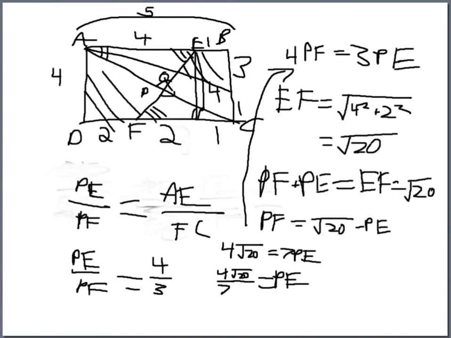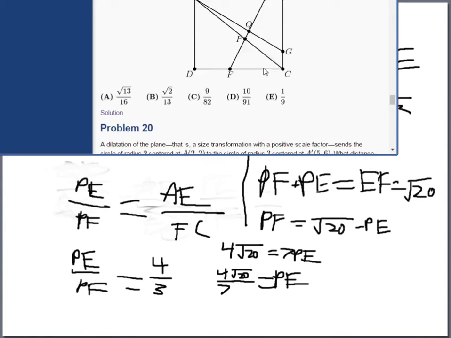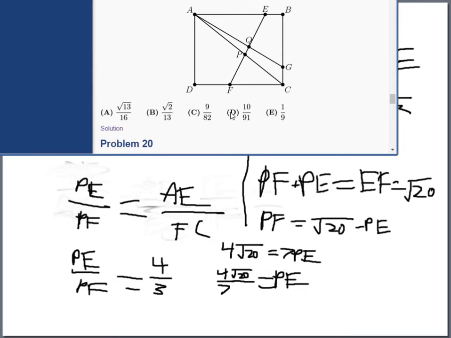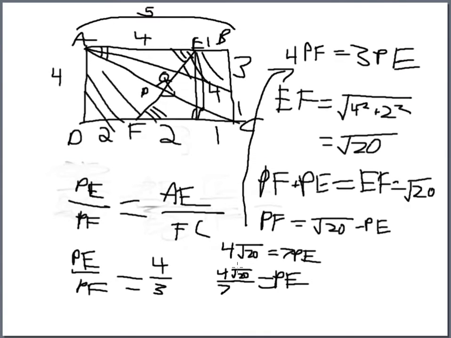This time, you might be thinking this is taking a lot of time already. And yeah, you can look at the answers, and the only one that would seem related to this is 10 over 91. And the reason you would choose that is because PQ is going to be just some number subtracted by this. So PQ is equal to 4 root 20 over 7 minus, let's say, x.